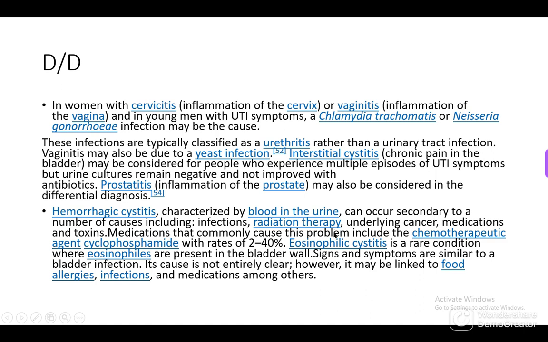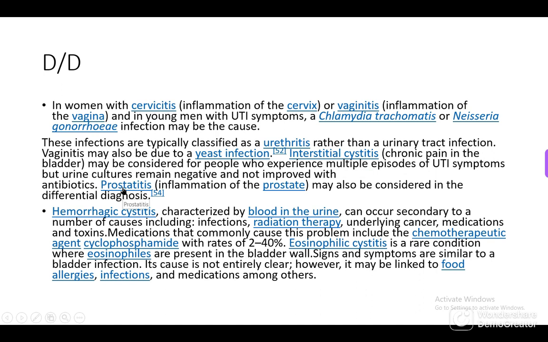Now, interstitial cystitis is a condition of chronic pain in the bladder. It is a chronic pain, and the very specific finding of interstitial cystitis may be considered in people who experience multiple episodes of UTI symptoms, but urine culture remains negative, negative, negative, and not improved with antibiotics. You can consider interstitial nephritis.